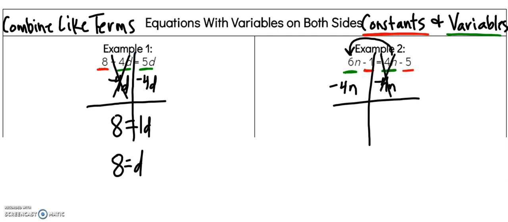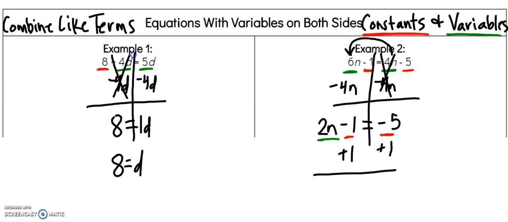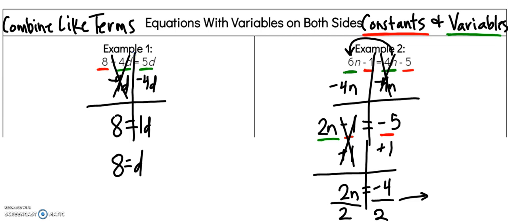I know those cancel out. 6n minus 4n is 2n. I still have that negative 1 equals negative 5. Now I have combined all of my terms with variables, but I still have two constants. So now this is a two-step equation. So I'm going to add 1, add 1. Those cancel out. We're left with 2n equals negative 5 plus 1 is negative 4. Then my final step, divide by 2, because I want to get n alone. We're left with n equals negative 2.